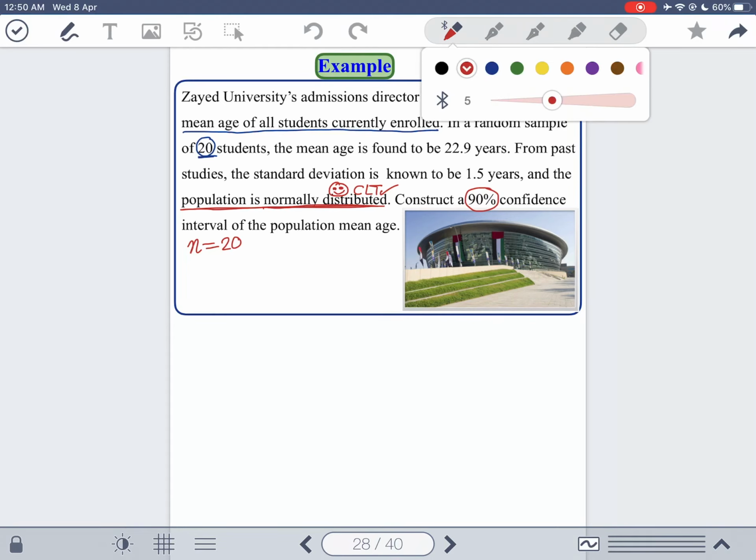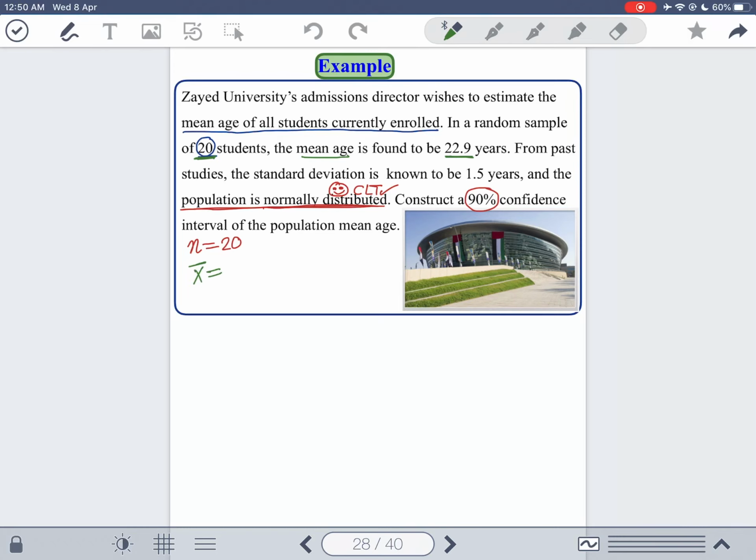Of course, let's just find the given. So the mean age of the sample of 20 is 22.9 years. This is our x bar. It is 22.9 years. So this is an age. And from past studies, the standard deviation is known to be 1.5 years. So the population standard deviation, of course, in this case, is 1.5 years. And we want confidence level 90%.